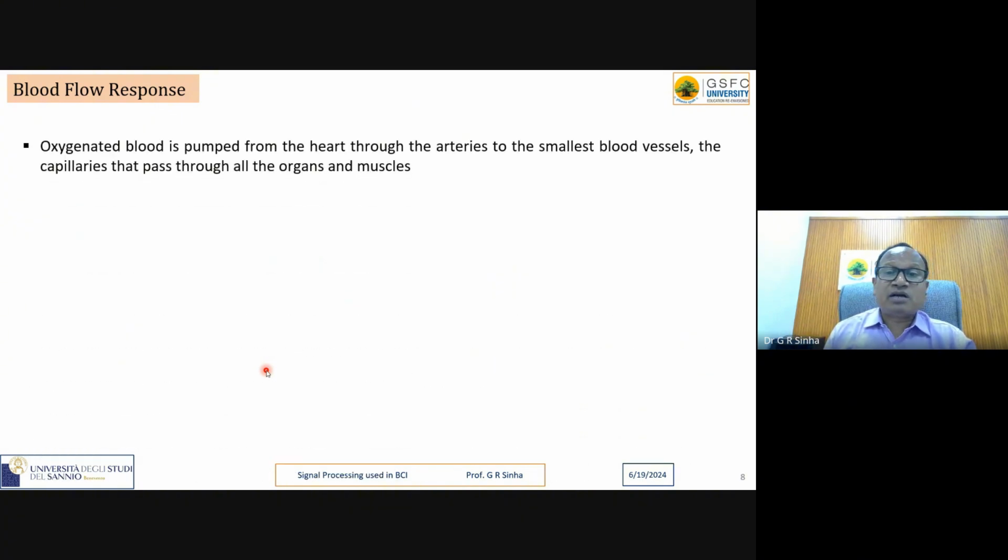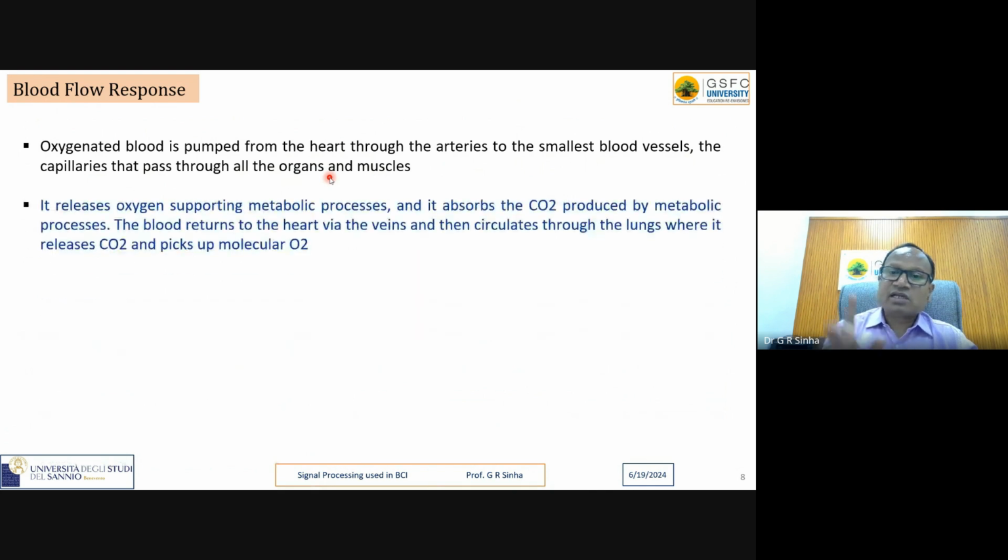So how do we measure the blood flow response? The oxygenated blood is pumped from the heart. How do you get blood into the brain? It is pumped from the heart through arteries to the smallest blood vessels and capillaries that pass through all the organs and muscles. That is the fundamental level. It releases oxygen supporting metabolic processes and absorbs carbon dioxide produced by metabolic processes. So it absorbs carbon dioxide and releases oxygen. Why does it absorb carbon dioxide? Because carbon dioxide is produced by metabolic processes, otherwise it will cause damage.